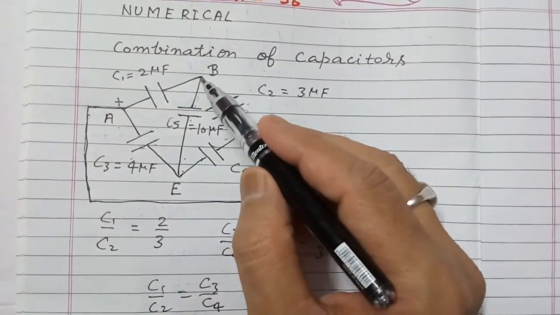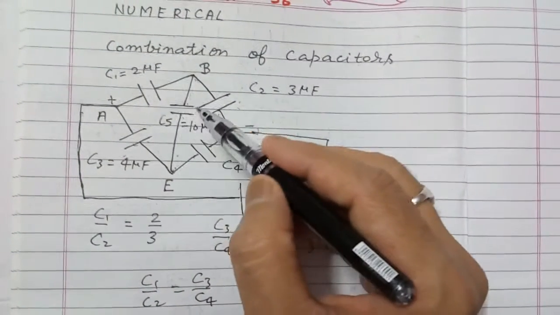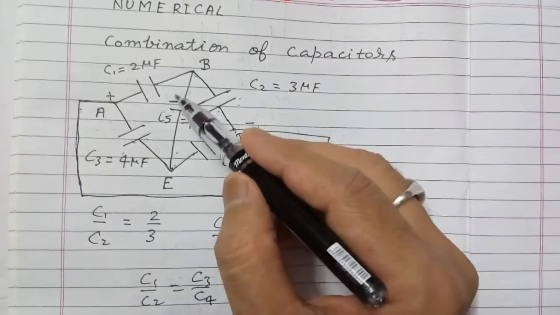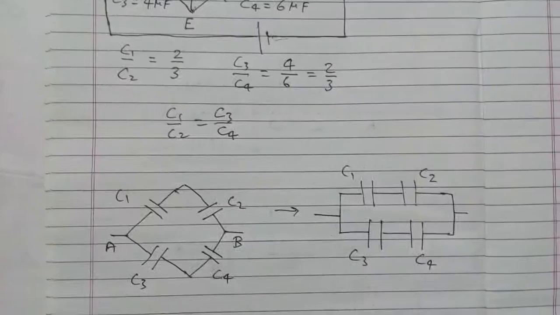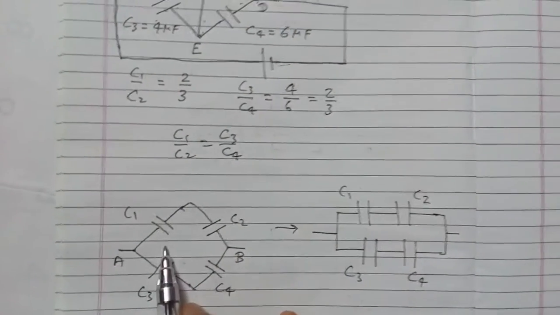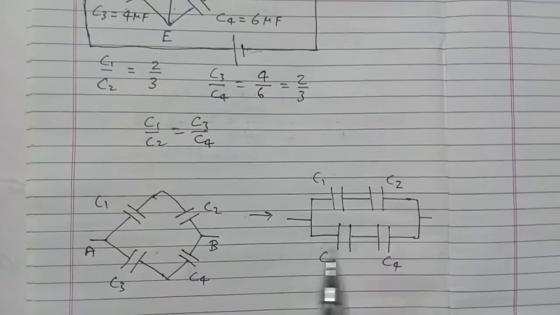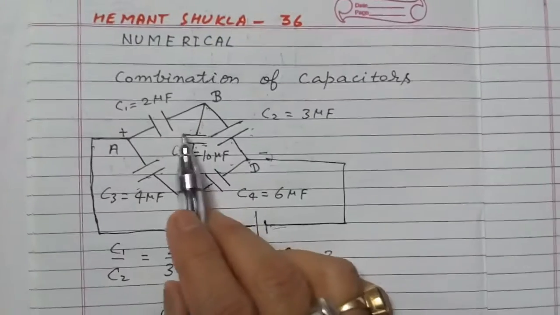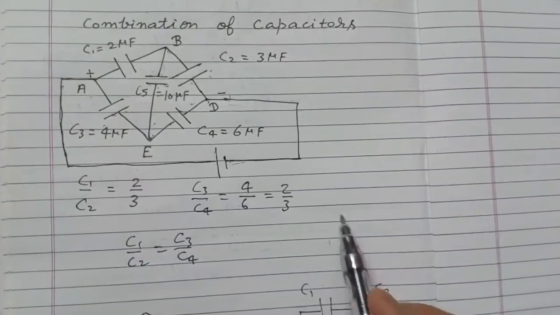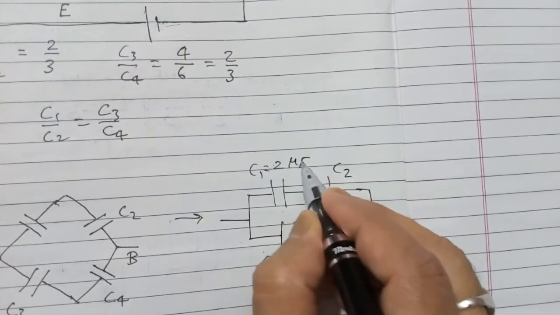There is no potential difference between points B and E. So there will be no charge on this fifth capacitor, so we can remove it from here. So our new diagram is like this. Now it is clear that C1 and C2 are in series and C3 and C4 are in series. Now C1 is 2 microfarad and C2 is 3 microfarad.